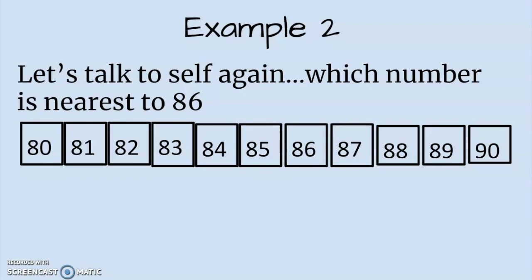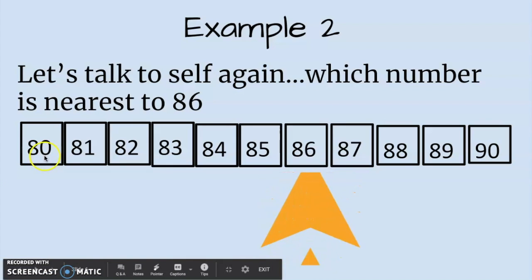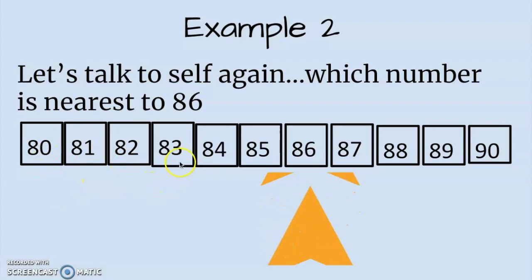Let's look at the second way. We're going to do that bunny hop, just like we did earlier. So let's zoom in on our 86. So how many hops do I have to make from 80 to 86? So here's my 80. Let's hop. 1, 2, 3, 4, 5, 6. How many hops did I make? I made 6 hops from 80 to 86.